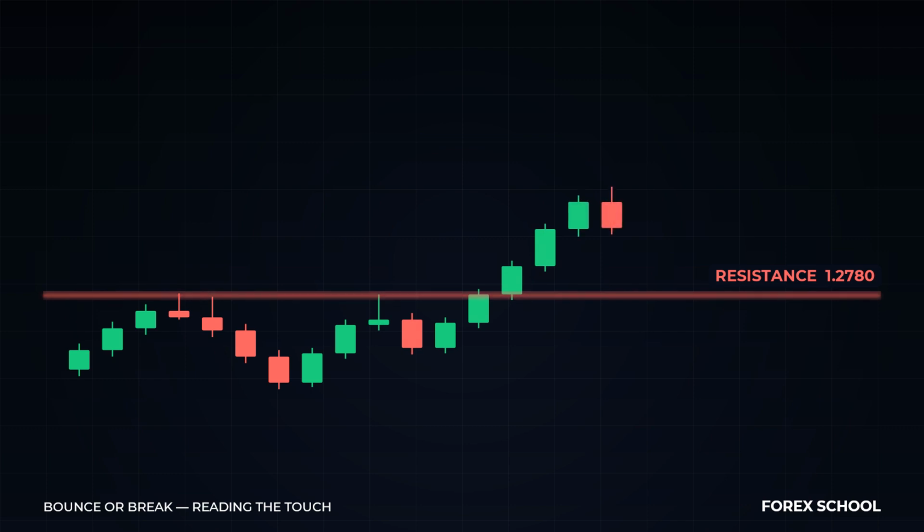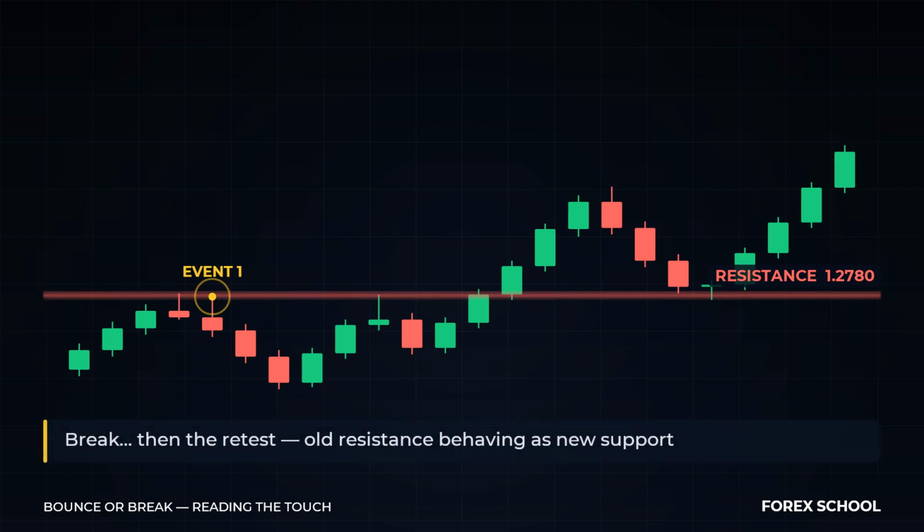But the lesson isn't the break. It's what happens next. Price comes back down to the broken ceiling and bounces off it. That is the role reversal from Chapter 3, live on the chart. Old resistance, new support. The retest of a broken level is one of the most studied moments in all of technical trading, because everyone from retail to institutions is watching the same spot.